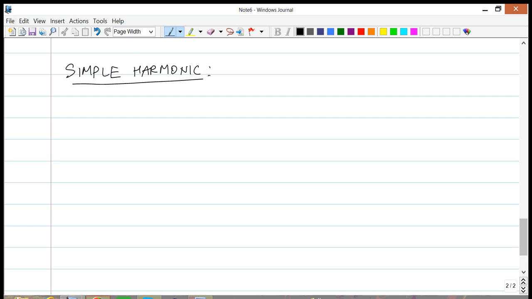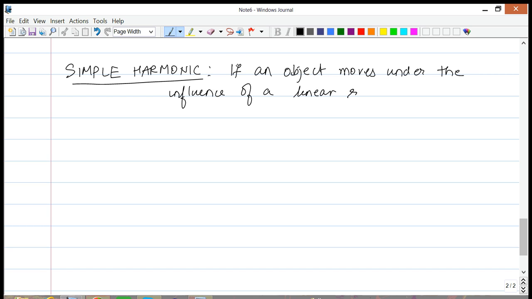Now we ask the question physically, what must happen? What are the requirements for something to have simple harmonic behavior? The answer to that question is that if an object moves under the influence of a linear restoring force, the motion of the object will be simple harmonic.